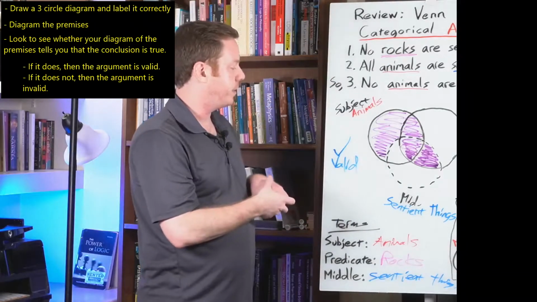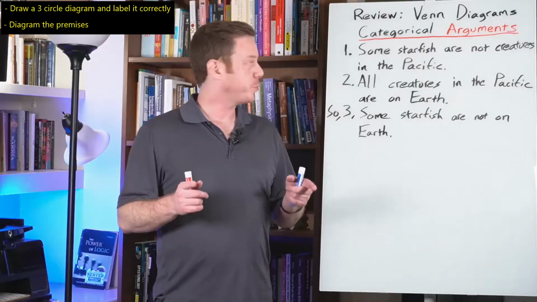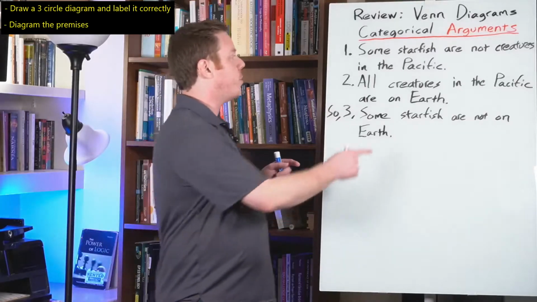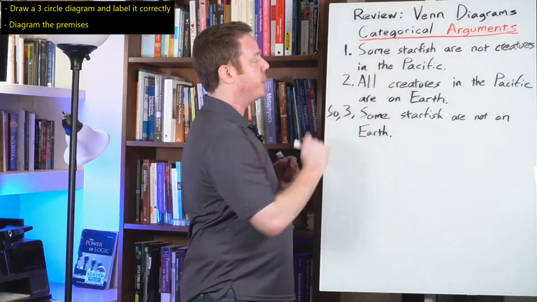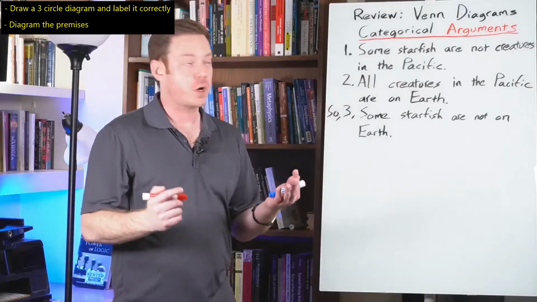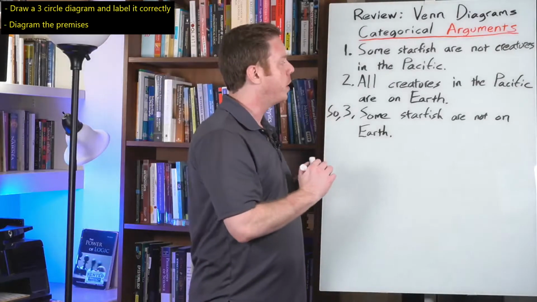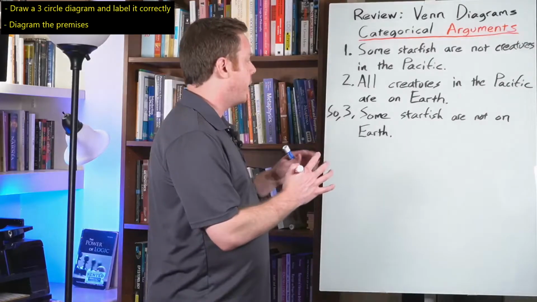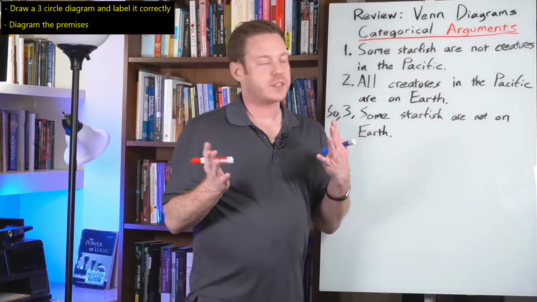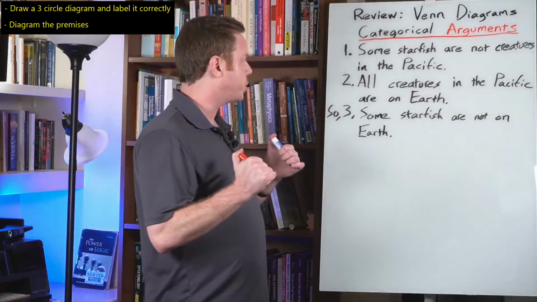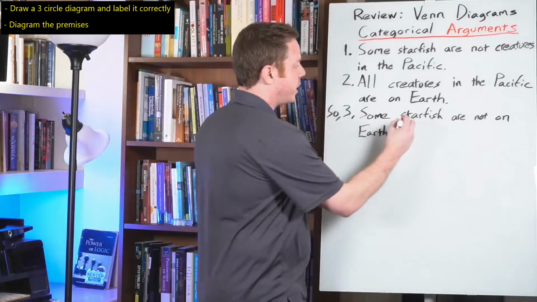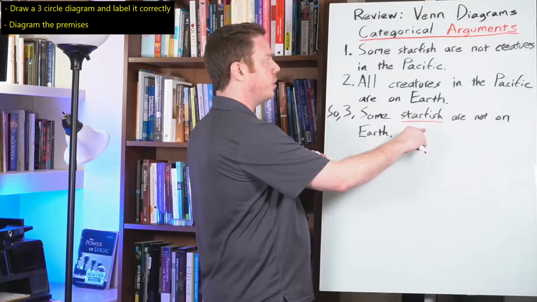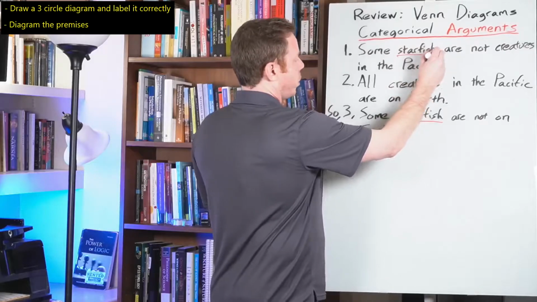That first example was pretty easy, but there is a twist when you have a particular statement like this one, especially when it comes first. So let's go ahead and do this example to see what to do in that case. All right, what are our subject and predicate terms? The subject is going to be what? Starfish, because it's the subject of the conclusion. Starfish also occurs up there.